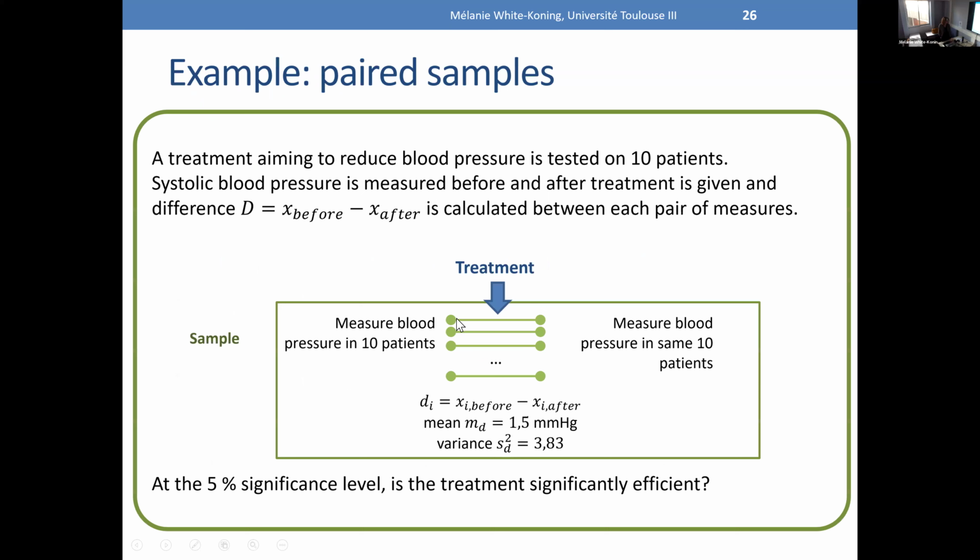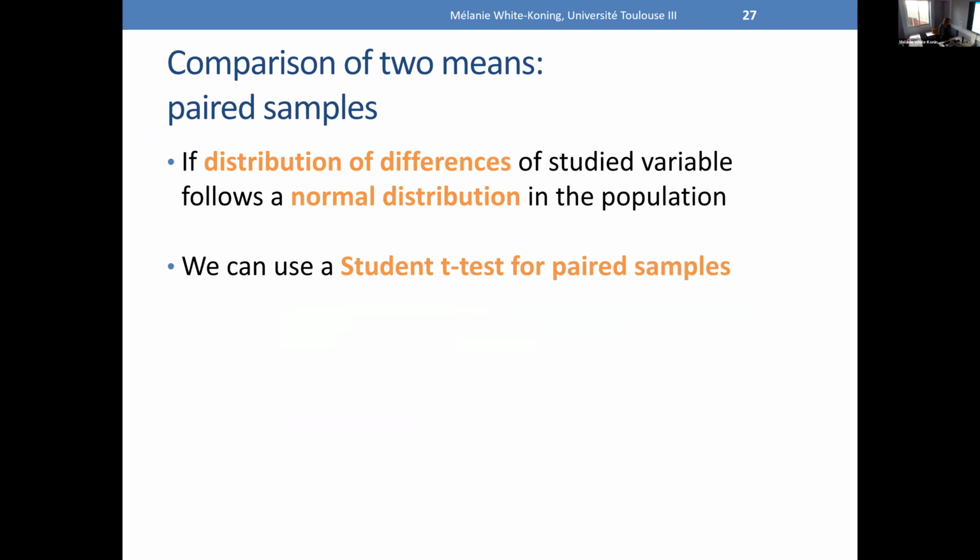So, of course, maybe you're wondering, why did I do before minus after? You can decide to do after minus before, but in that case, obviously, it changes the sign of the difference which you are going to look at. Do you understand? If we do before minus after, and we think the treatment will reduce blood pressure, we expect the mean difference to be what? Positive or negative? Positive, yeah? Everyone understands? If I decided to calculate after minus before, I can, but then the difference has to be negative, okay? So that just depends on how you write it.